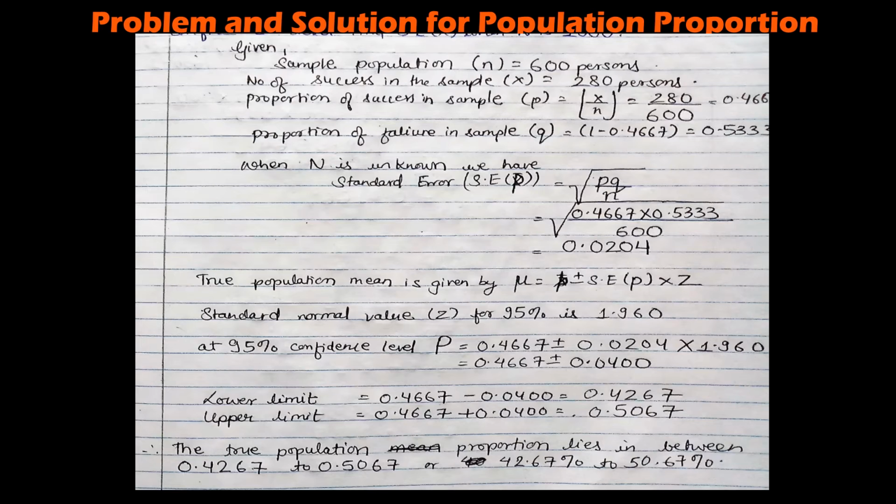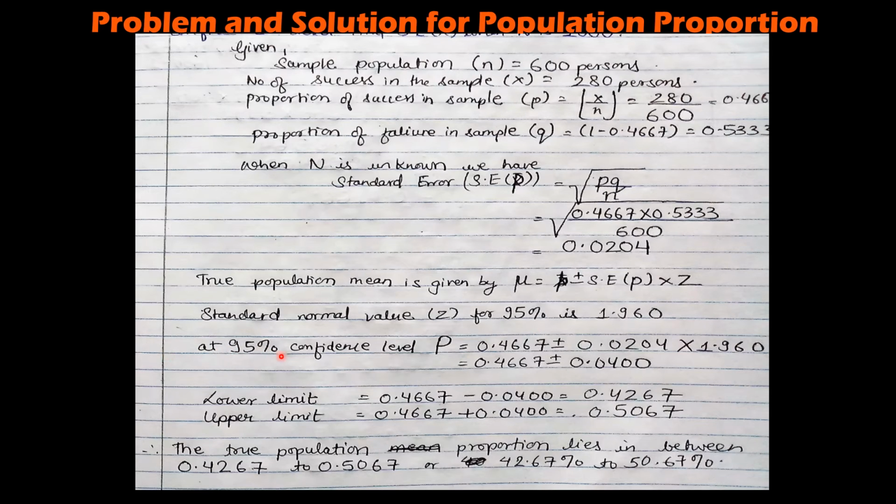And so we apply the formula for standard error when N is known. And here, after we get the standard error, we apply the formula to obtain the standard normal value of Z. And here we get the standard normal value of Z for 95% as 1.960. It is to be noted that we also use 95% when no significance level is given.